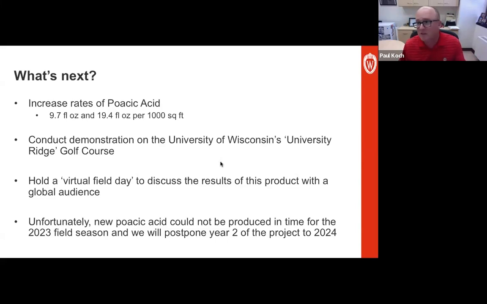Hopefully these new rates will give us some better disease control, show it as a commercially viable product, either on its own or when mixed with other products, and hopefully set it on a path towards being a useful product for plant disease control in the future.